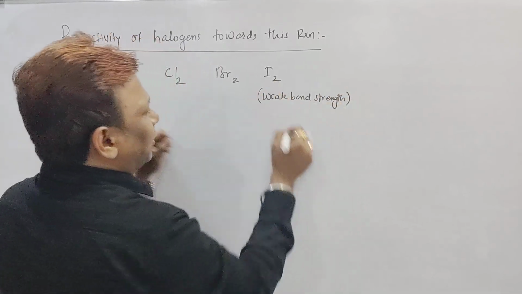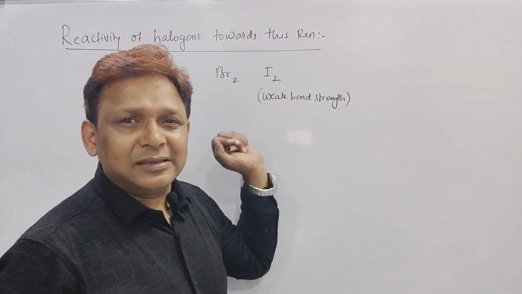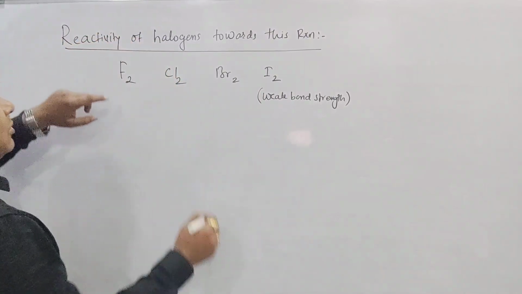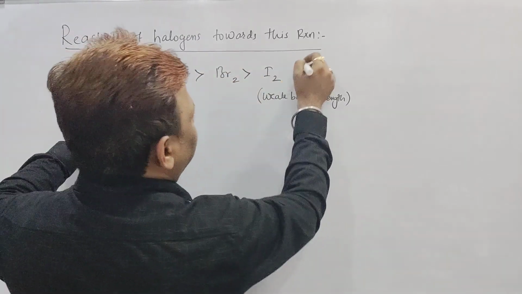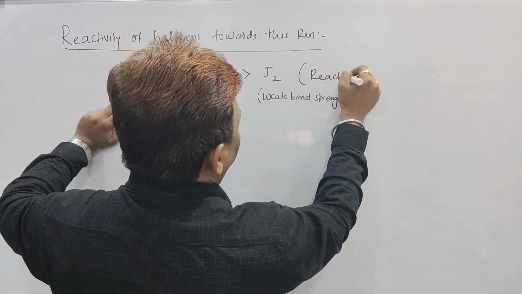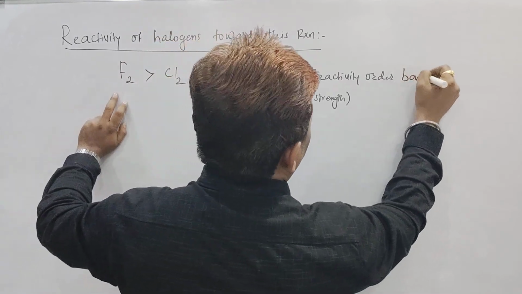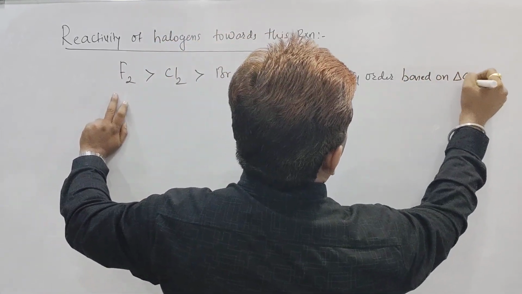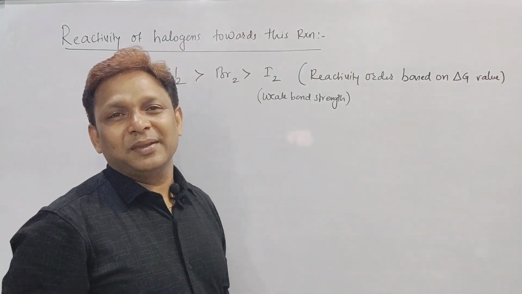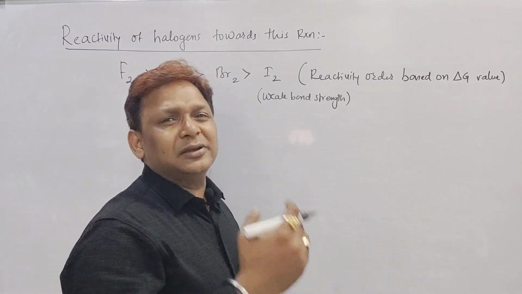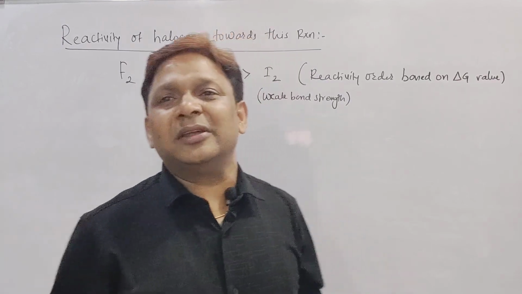So obviously very weak bond strength means the bond can be broken easily, and I2 can attack the alkane easily. We can say, beta, reactivity of these halogens towards this reaction comes this way. And this reactivity order of halogens is based on its delta G value. So what is delta G value? Spontaneity of the reaction, beta. If it is more spontaneous, it will occur on its own. And if it is less spontaneous, it cannot occur on its own. We have to provide some energy from outside.